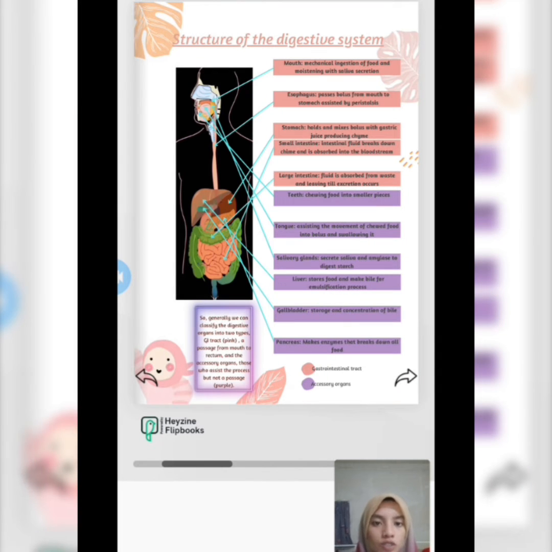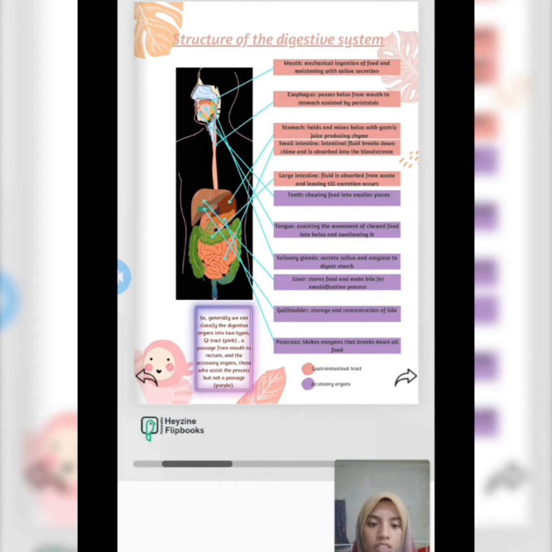We will see about the structure of the digestive system. We can classify it into two parts, where the pink color is the GI tract. As we emphasized, the food will move from the mouth all the way to the large intestine. And the purple color is the accessory organs, which help to assist the digestion process. Let's see one by one.